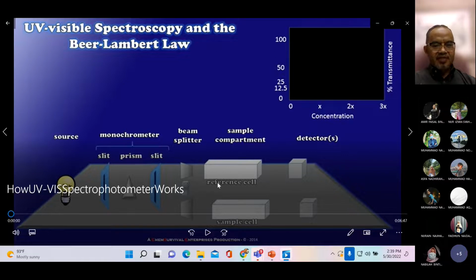Actually this is the instrumentation part, on how each component has been arranged in order for them to work and to be able to measure the amount of light that has been absorbed by our sample. And then this video is also going to relate the amount of light absorbed with the concentration. So they're going to have concentration versus transmittance of light. And later on, they convert transmittance into absorbance, all right?